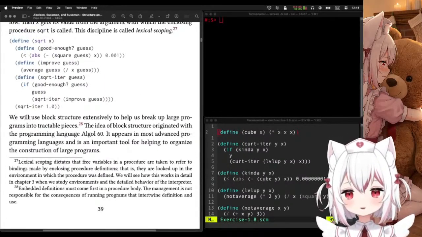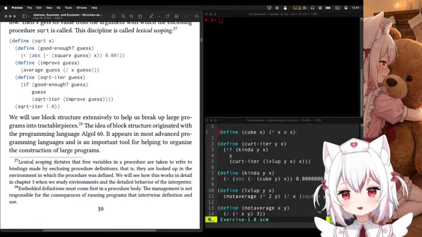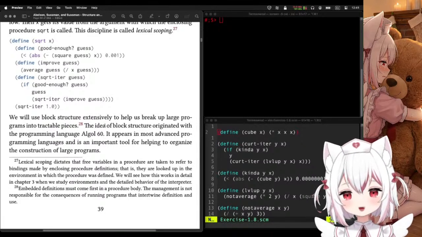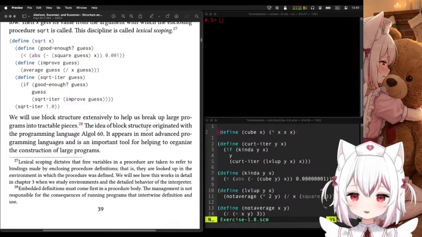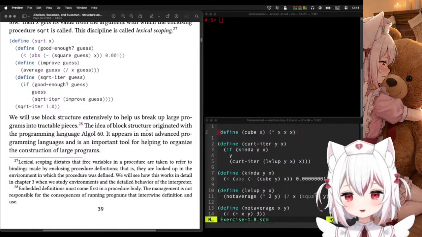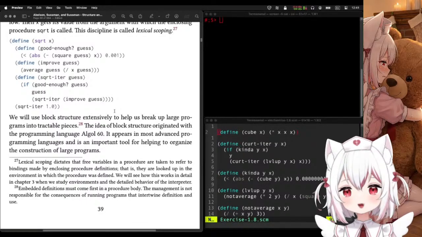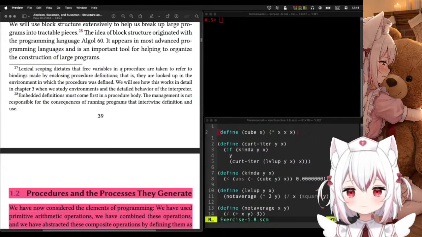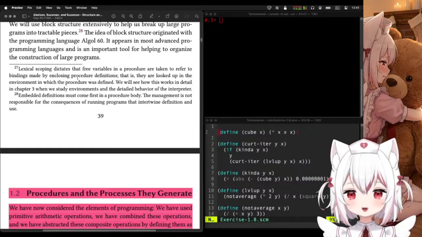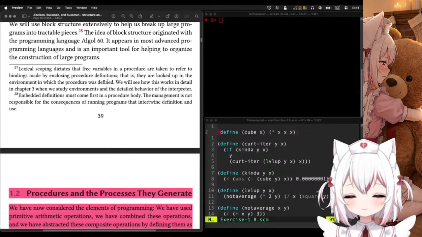Anyway. We will use block structure extensively to help us break up larger programs into tractable pieces. The idea of block structure originated with the programming language ALGOL 60. It appears in most advanced programming languages and is an important tool for helping to organize the construction of large programs. Lexical scoping dictates that free variables in a procedure are taken to refer to bindings made by enclosing procedure definitions. That is, they are looked up in the environment in which the procedure was defined.